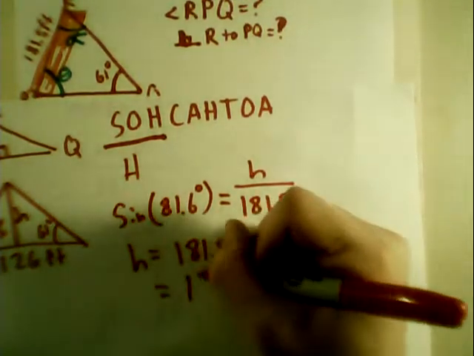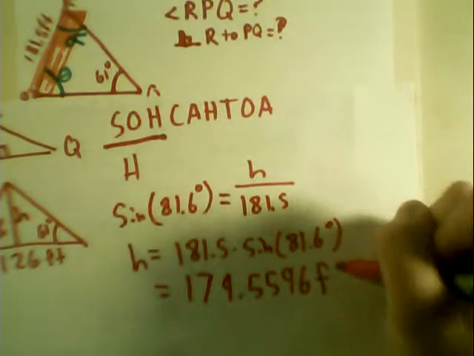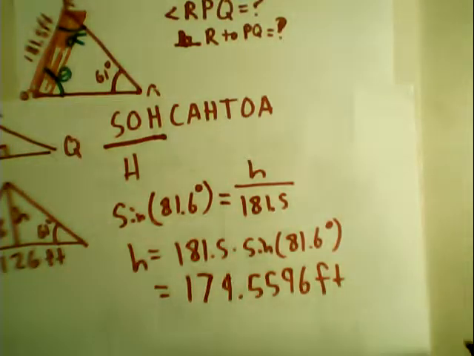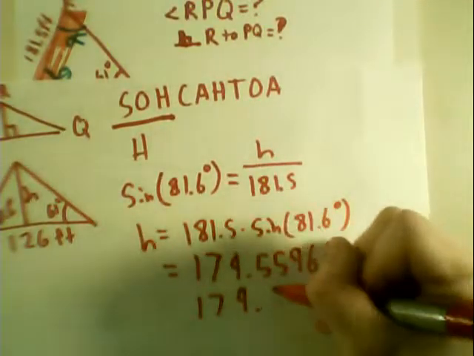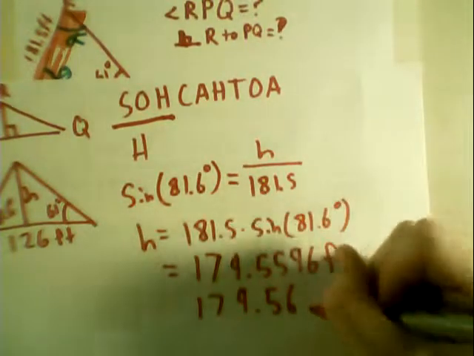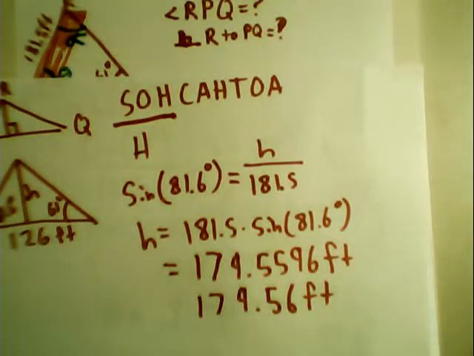I get 179.5596 feet. Make sure to round appropriately. I'm seeing that it wanted 2 decimal places, so I'll round it to 179.56 feet. And that's how you do problem number 31, which deals with the Leaning Tower of Pisa.